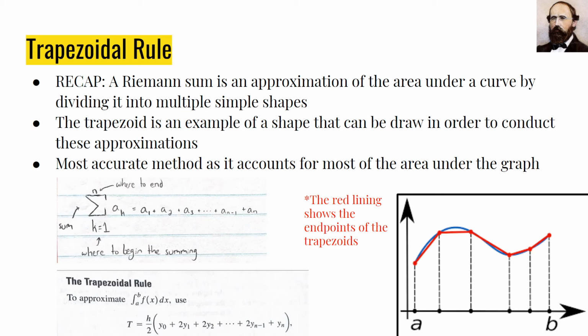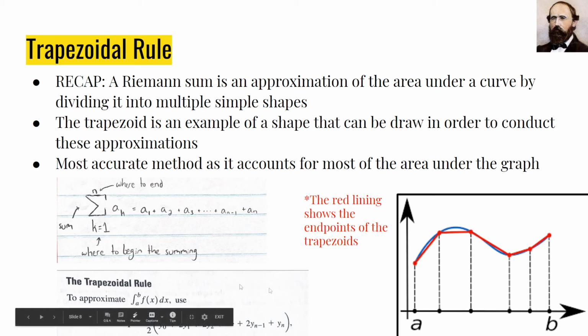So to recap, a Riemann sum is an approximation of the area under a curve by dividing it into multiple simple shapes. An example of one of those simple shapes we can use is a trapezoid. So surprisingly, the trapezoidal method is the most accurate. As you can see in the graph down here at the bottom, by drawing trapezoid shapes you can connect the curve a little better to give you a more accurate approximation. So you can see the formula down here for the trapezoidal rule.